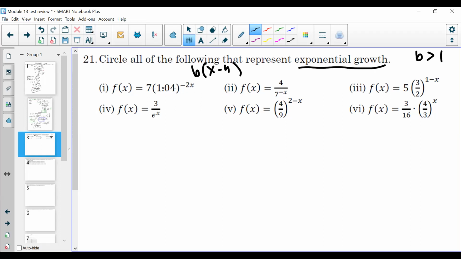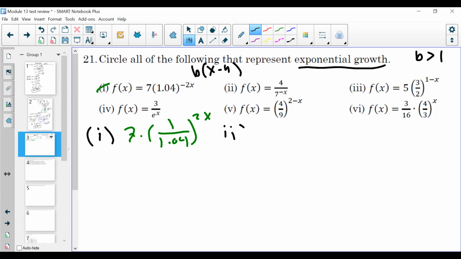So for number one, I have 7 times 1.04 to the negative 2x. So in this case, my b is greater than 1, but I have a negative exponent. So I need to fix that. And when you do, we end up getting 7 times 1 all over 1.04 to the 2x, because a negative exponent means you flip it. In this case, I get 1 over 1.04, that's going to be less than 1. So that's why 1 doesn't work.